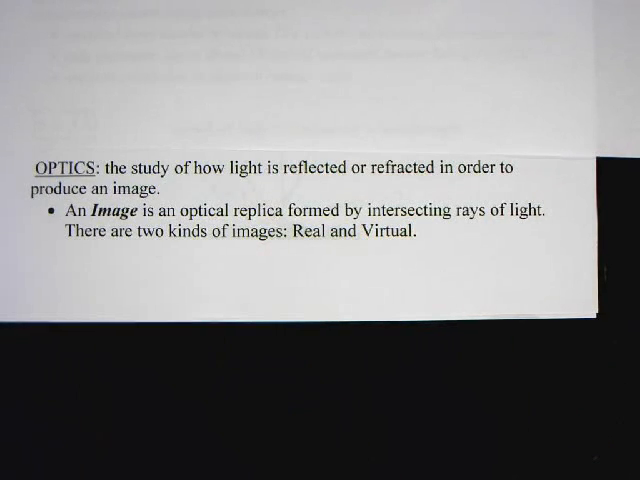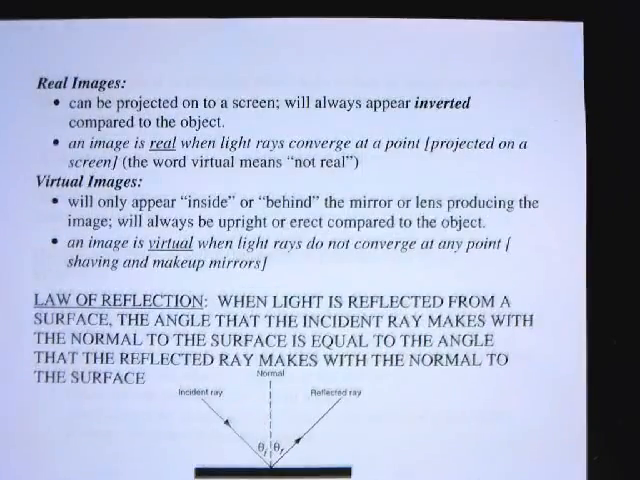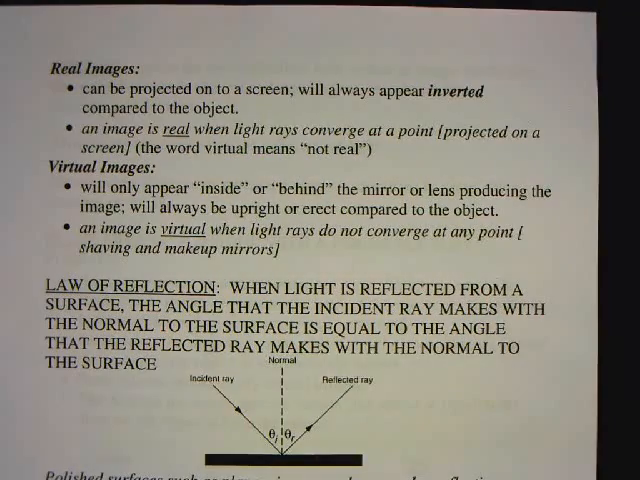So first of all, there's two types of images, real and virtual. Real images can be projected on a screen and will always appear inverted compared to the object. An image is real when the light rays converge to a point, and the word virtual means not real. So virtual images appear inside or behind a mirror or lens.